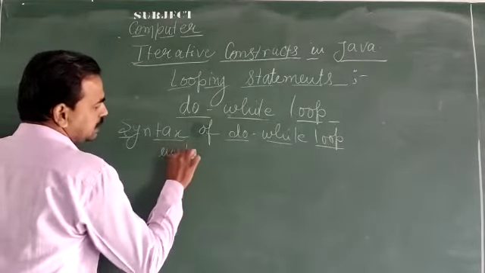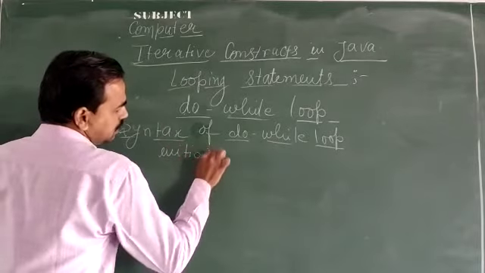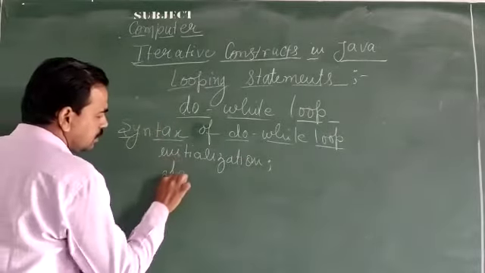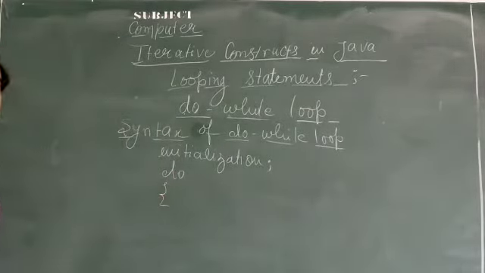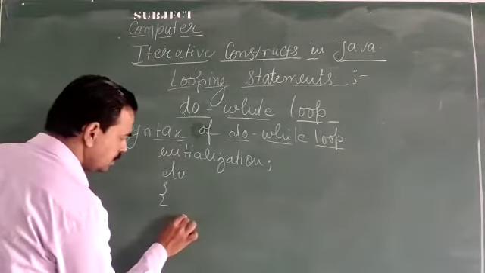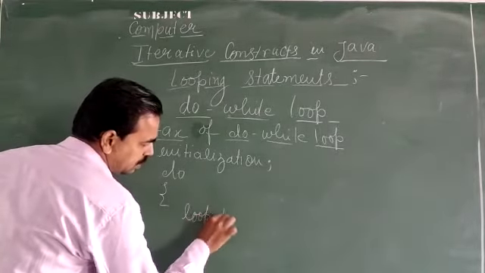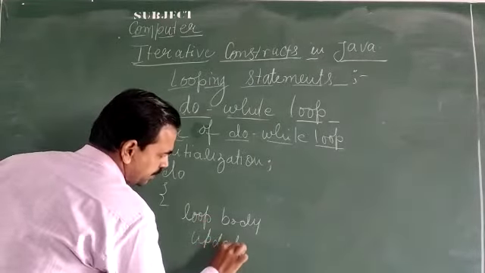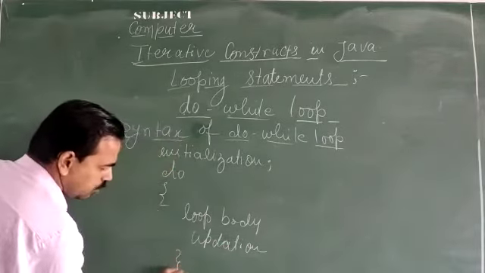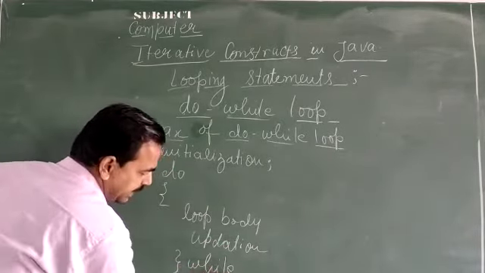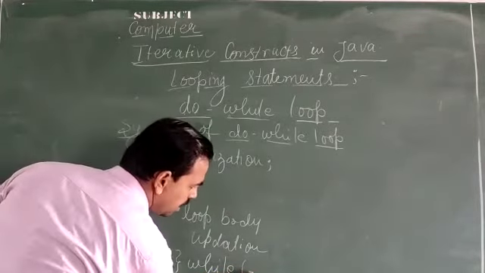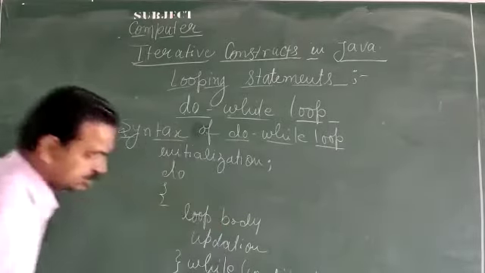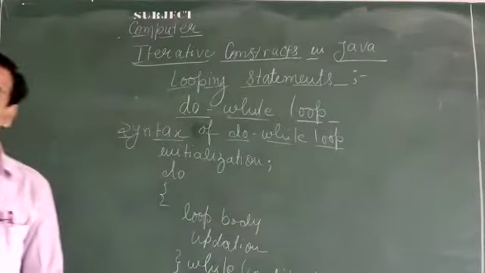First, initialization will take place. Then do, then open curly bracket, then loop body, then updation, then close curly bracket, and here we will apply while condition, and at the end a semicolon.